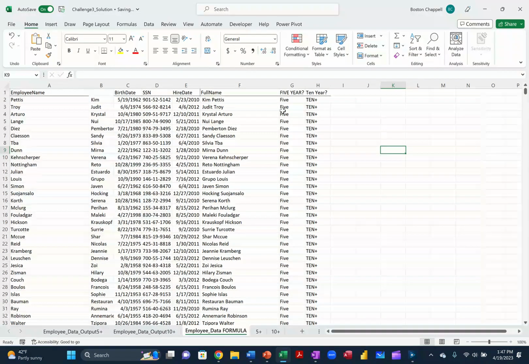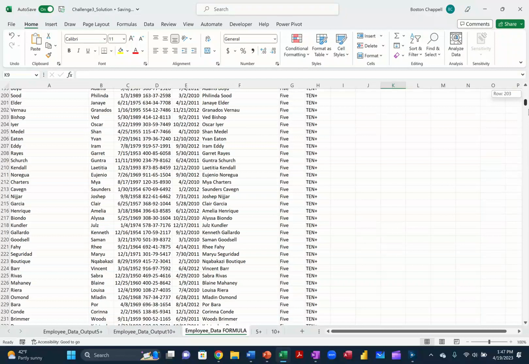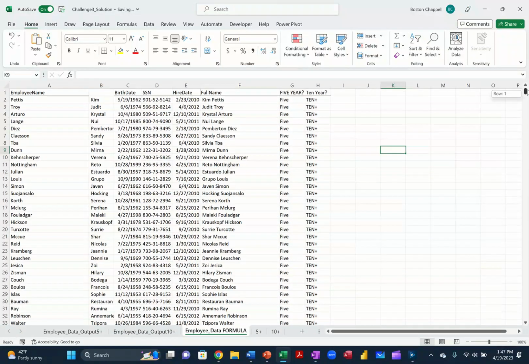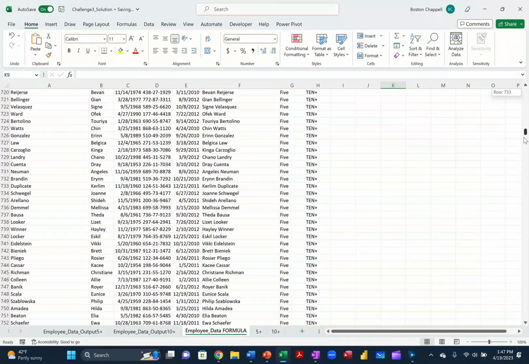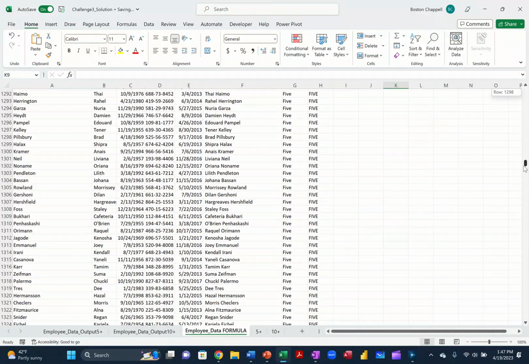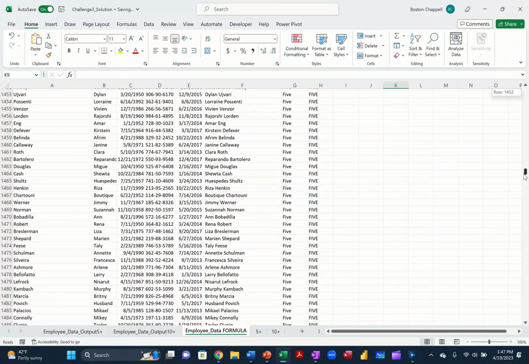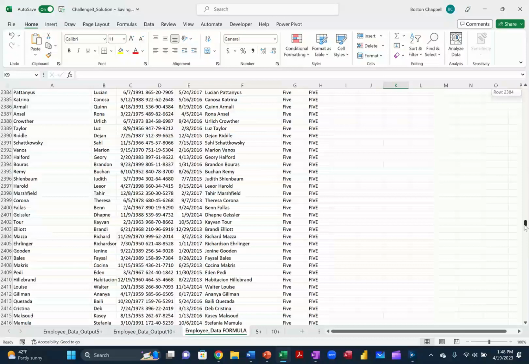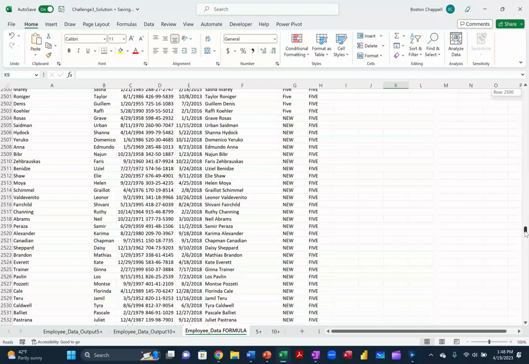So then I did the kind of old school way. I have all these 10 plus. So anyone that has a 10 plus has obviously been there for 10 plus. Anyone that has two 5s goes in the 5 to 9 category. And then we get down to people who are new, 5, which don't get any loyalty incentive.